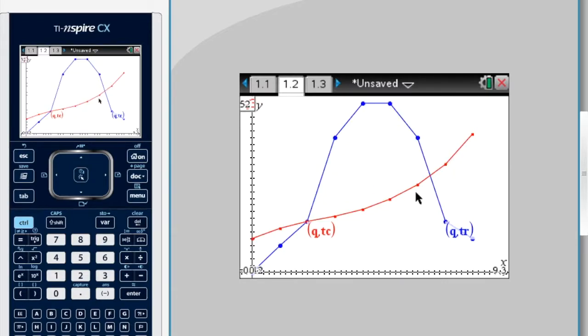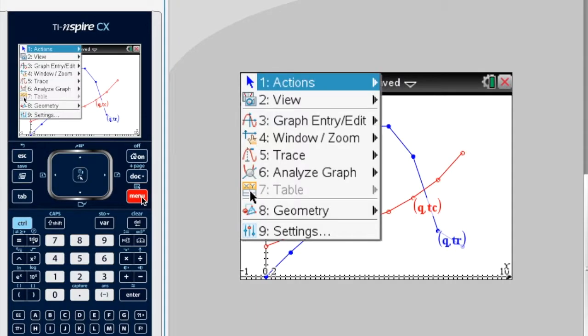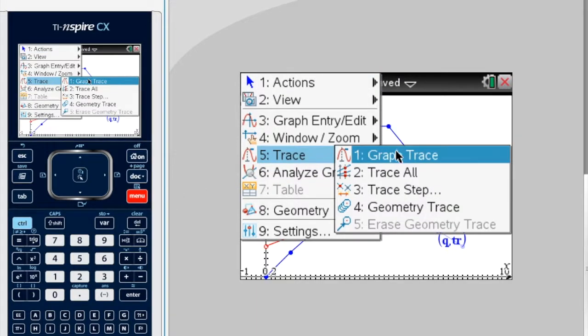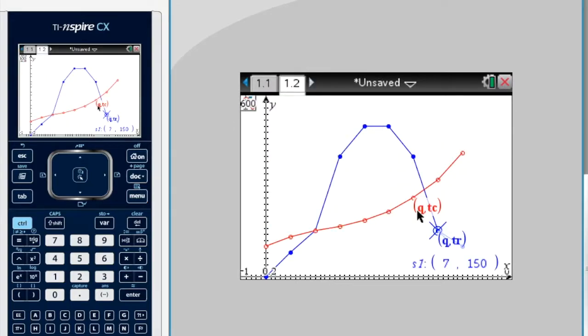So now we've got our two functions, both connected, and we can see where they intersect and also where they're separate. So let's see if we can trace. At the moment I'm here on the TR function. So if I go across, my point of intersection is when Q equals 2, so the total output is 2, and this means the total revenue and the total cost both equal 150.